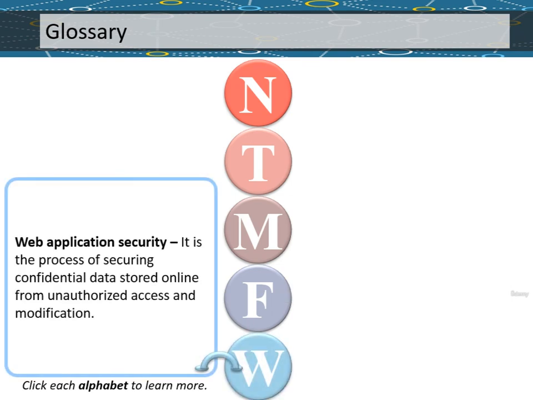W. W stands for Web Application Security. It is the process of securing confidential data stored online from unauthorized access and modification.